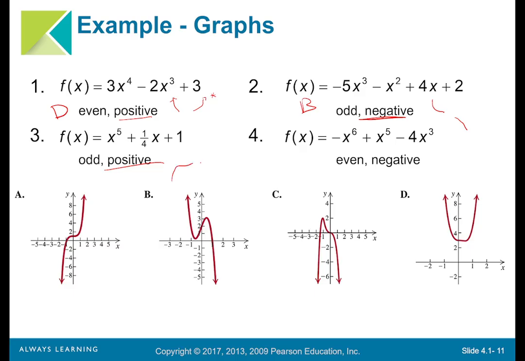Now we look at odd and positive. So we know that they need to go opposites. Essentially, I can't have an up, up, or a down, down. It needs to be a down and then an up. And of course, positive means I'm kind of trending upwards overall. That, of course, is A.